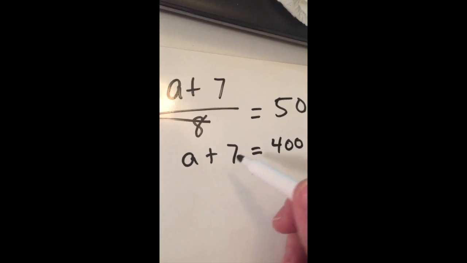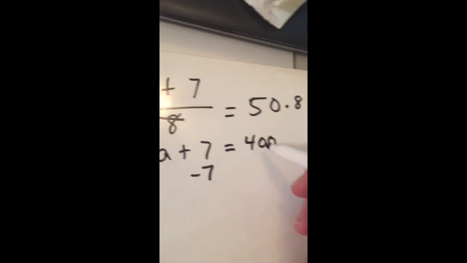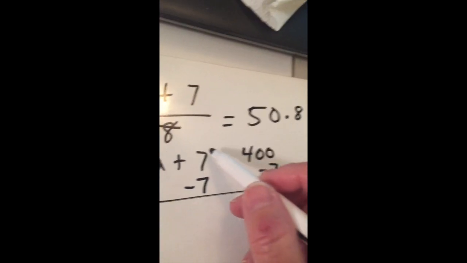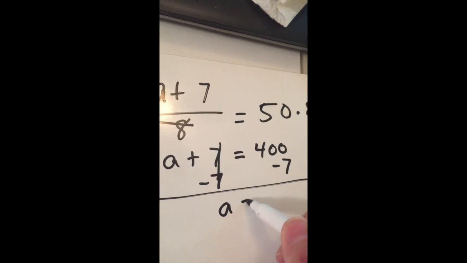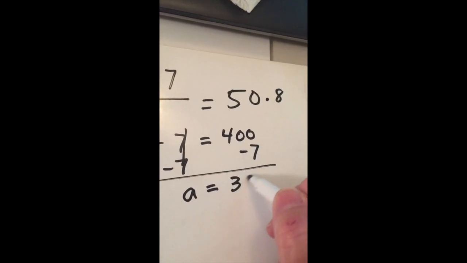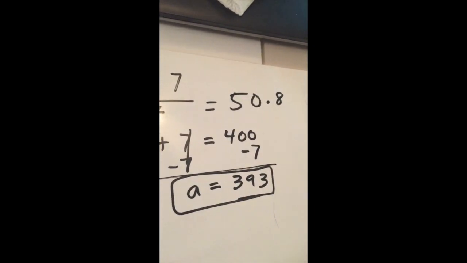So we're going to undo the addition. So opposite of plus 7 is minus 7. What we do to one side, we do to both sides. That cancels. We're going to bring down our a, bring down our equal sign. 400 minus 7 is 393. And that is our answer.